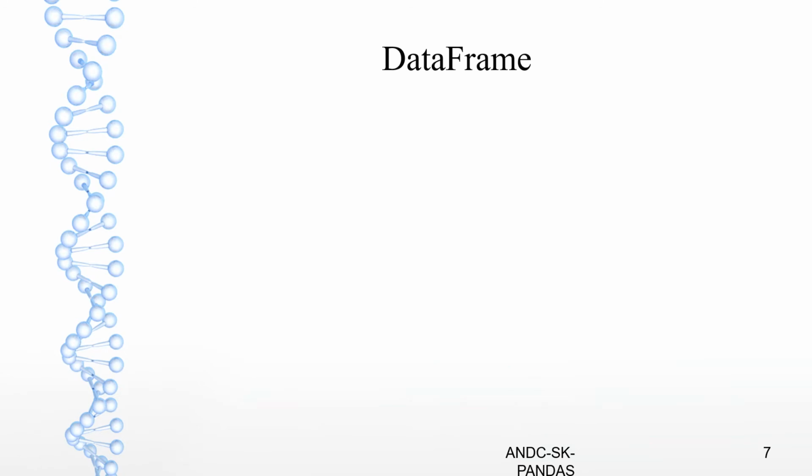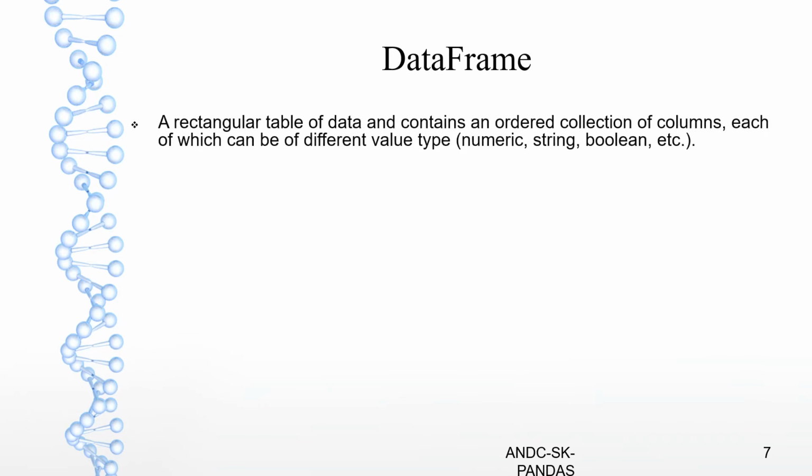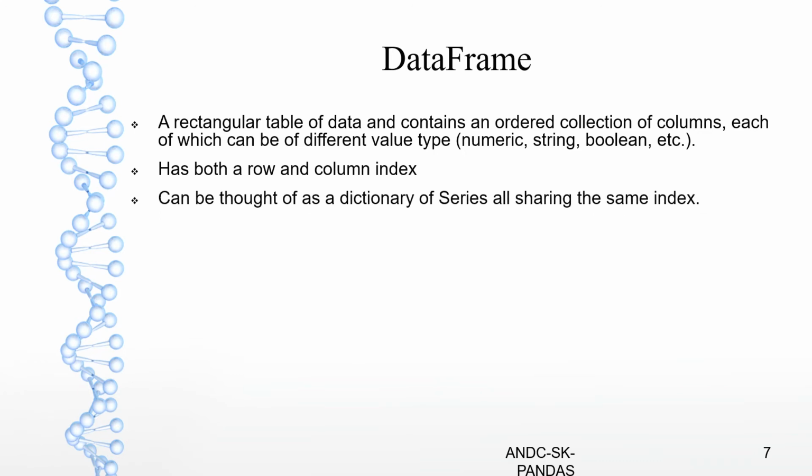Let us now discuss data frames. Data frames are just like your tabular data structures, in which we have elements as well as their names. So it is a rectangular data structure having an ordered collection of columns, where each column can be of different types. Just like a data series, it will have indexes, but now because a data frame is made up of many columns, it will have column indexes as well as row indexes.